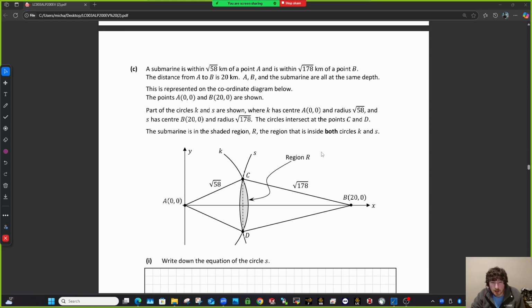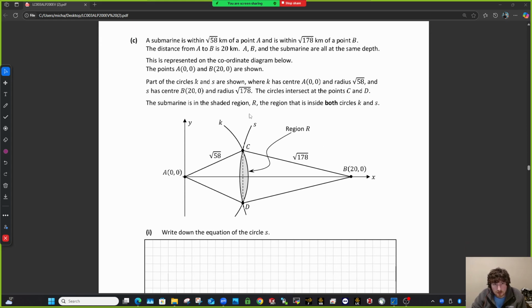Fair question. This wasn't bad either. This was okay. Write down the equation of S. S is the circle on the right, so that's x minus 20 squared, y minus 0 squared, equals r squared, so that just works out as 178. Happy days.